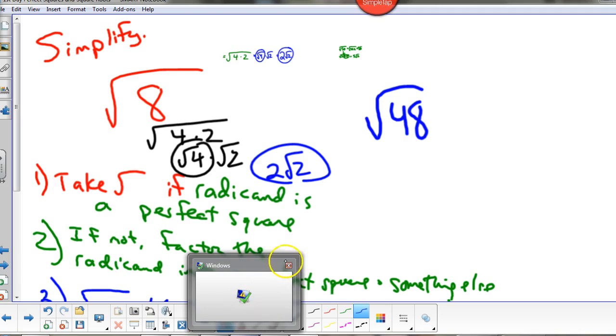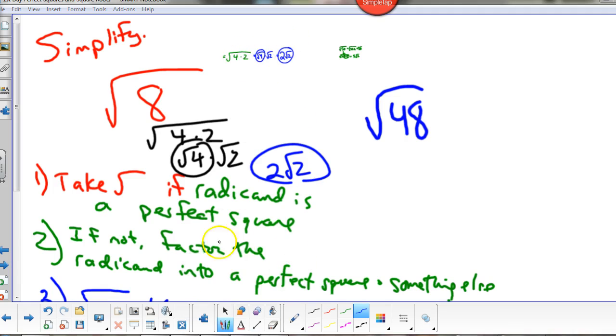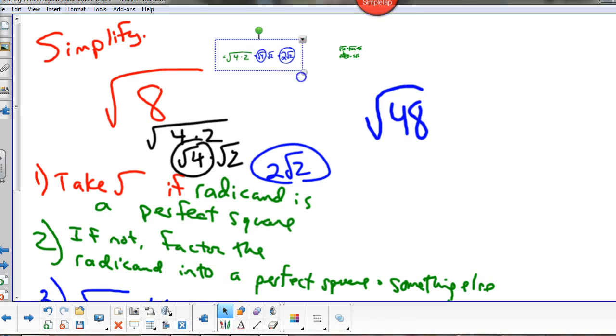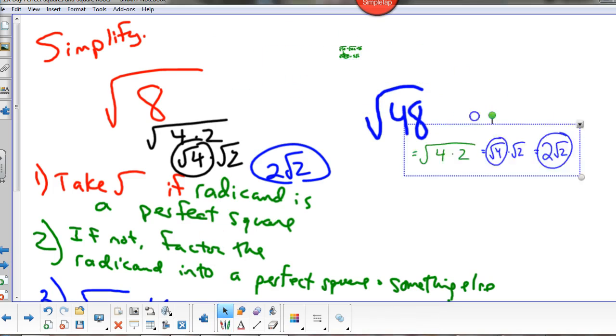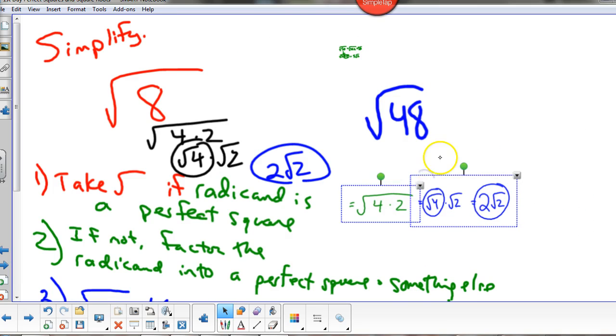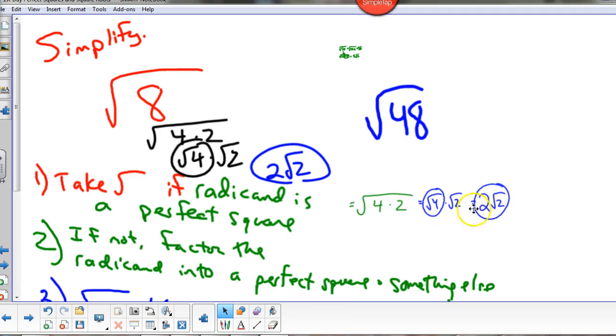I've got another one. Let's see if I can move it over here so you can see it. Oh yeah, that's the square root of 8. Hey, that's what I just did. I got it right. Let's try this one.